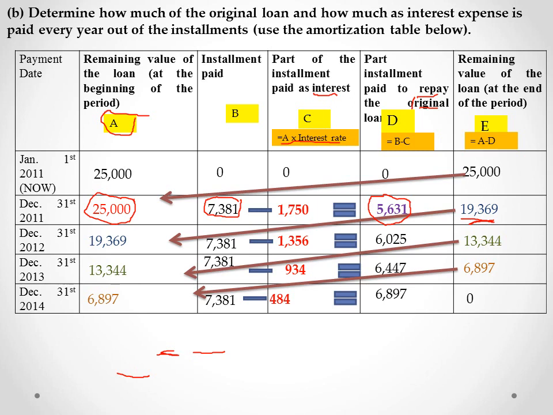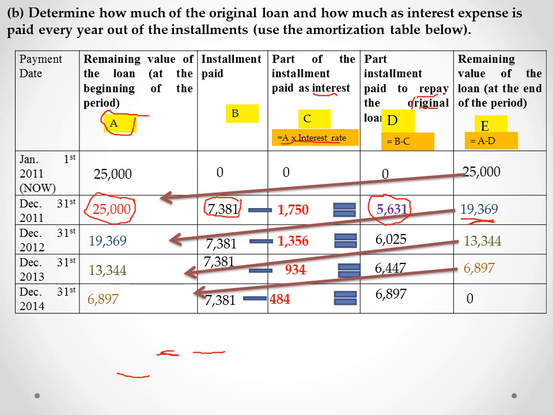So again, how much will be paid as an interest? You will multiply the value of the loan at the beginning of the third year times the 7%. You will get 934. You will subtract it from the total installments paid. You will get the value remaining that will be used to repay the loan, which should equal 6,446. Then for the value remaining at the end of the year, you are going to subtract column D from column A. You will get 6,897. This value will be the end value on year 3 and at the same time the beginning value on year 4.